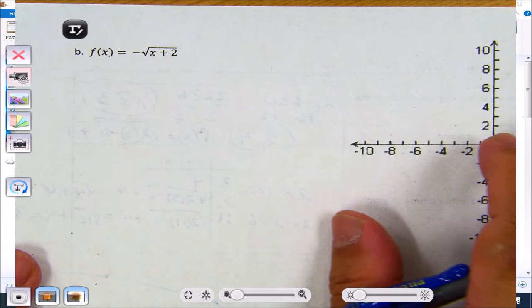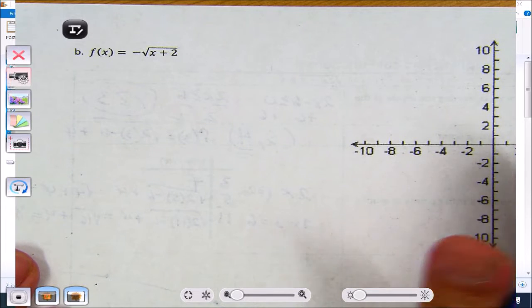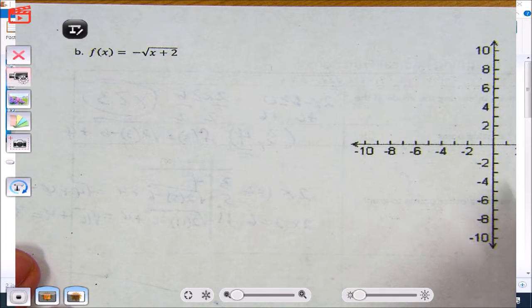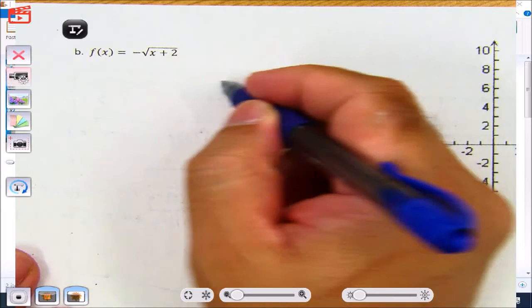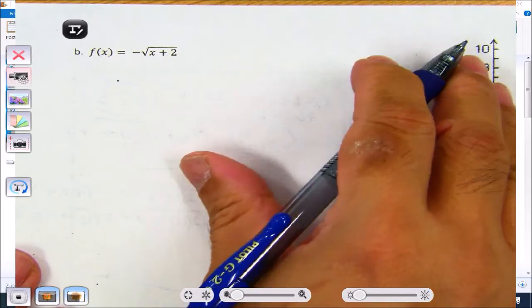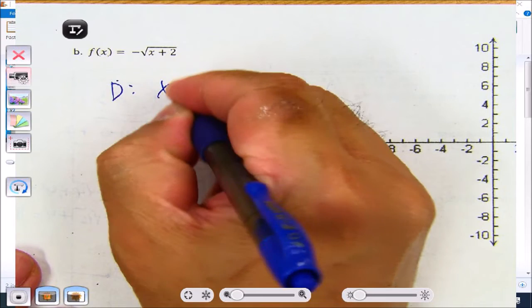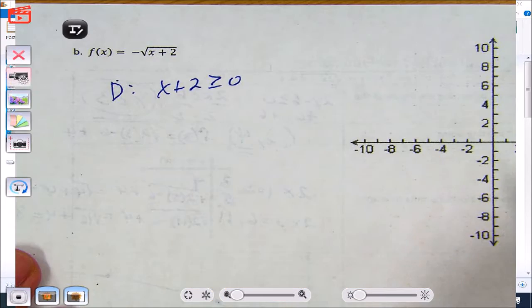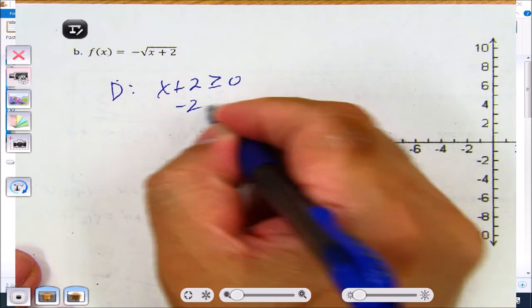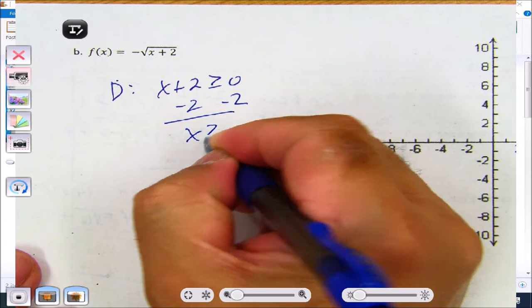If it's a negative x, do you add negative one? Yes. Alright. Let's do this one. So first you find the domain. It's x plus 2 greater than or equal to 0. Subtract 2 from both sides. You get x is greater than or equal to negative 2.